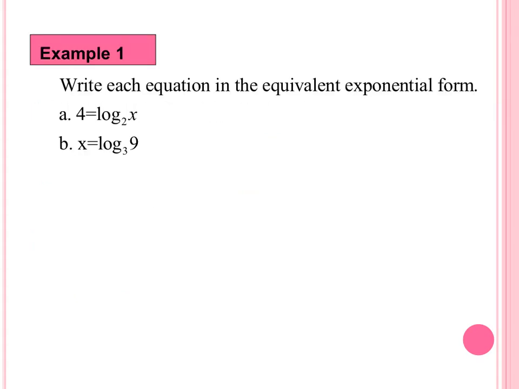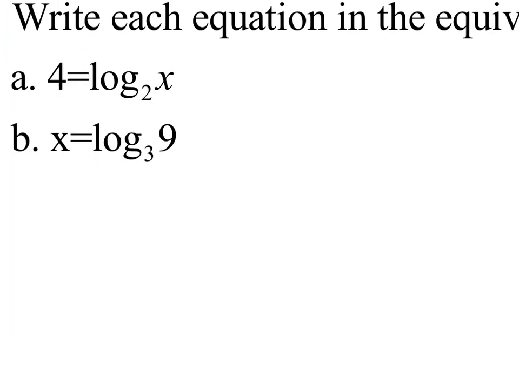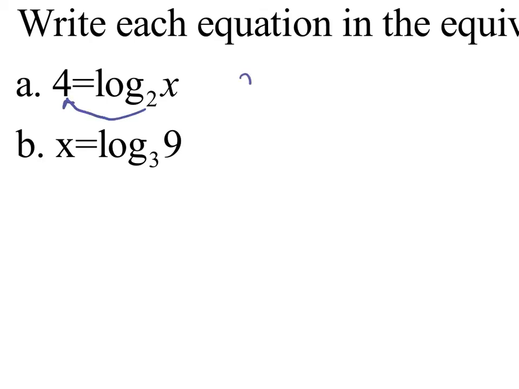All right, so this one just says, write each equation in the equivalent exponential form. So if I look at A, the 2 comes over, picks up the 4, drops off, leaving just the x by itself. So we don't need to solve these yet. We're just rewriting them. Eventually, we're obviously going to solve these, but just now we're just rewriting. The second one, the 3 comes over and picks up the x, drops off, leaving the 9 by itself. Easy stuff, right?